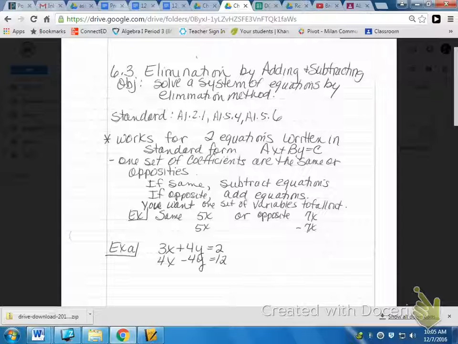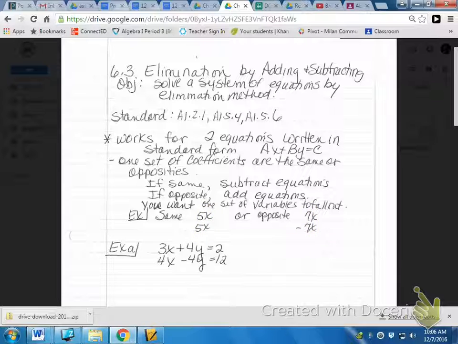I might even show you a trick about when they're the same, because it's much easier to add the equations than to subtract. Either way, you want either the x's to fall out or the y's to fall out. So here's what I mean by coefficients being the same. If it's 5x in both of them, or opposite if one's 7x and one's negative 7x. So you're looking for the variables that have the same coefficient or exact opposites.